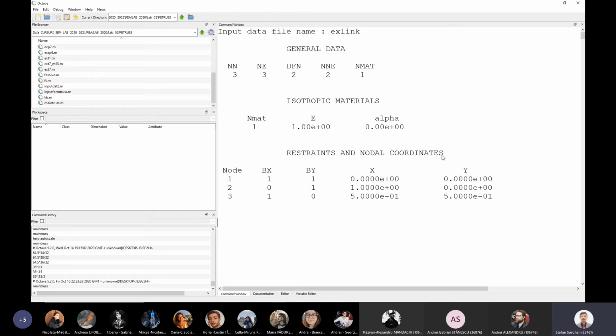Restraints and nodal coordinates. Nodal coordinates means coordinates x and y for each node. What do bx and by mean? I will explain later. The idea is, bx means blocked degree of freedom, and we have 0 or 1. 1 means the degree of freedom is blocked. 0 means the degree of freedom is free. It is non-zero and it is not known. This is the idea. You will see in the picture. And nodal coordinates here, we have just the numbers, neglect the units for this simple problem.